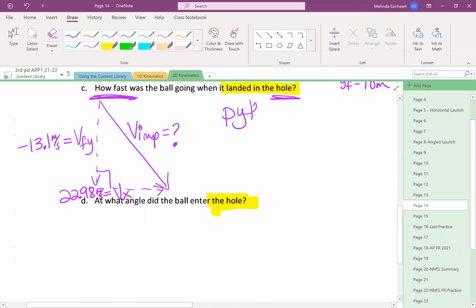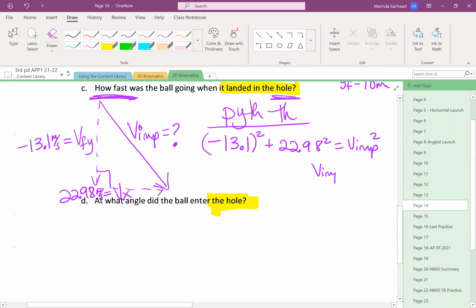Pythagorean theorem, which AP does give you. Whether you use that negative or not, hopefully you see that any time you do Pythagorean, those negative components are going to square away. Save a keystroke, y'all, because if you type it in with good intentions but without parentheses, you'll get the wrong answer. I would not even put the negative in, just 13.1 squared plus that 22.98 squared equals that impact speed squared.